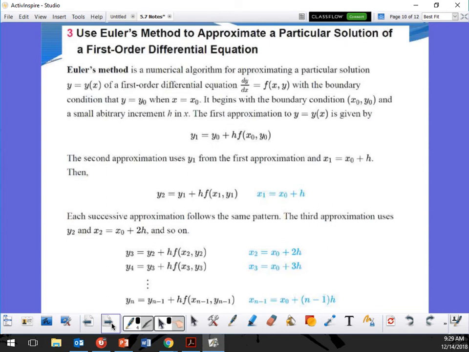Each successive approximation follows the same pattern. The third approximation uses y2 and x2, where x2 is x sub naught plus 2 times h, and so on. So it keeps going. Eventually it comes up to some number over here, where I'm plugging in those, where it is 1 less. I start with my initial, then keep going, adding h. So I'm going to keep going for each one of these, and so on.